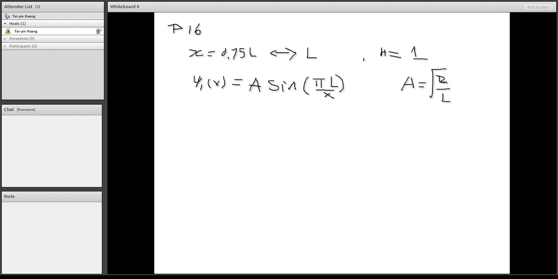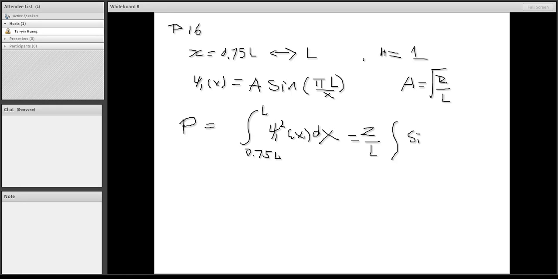Okay, so how do we find this? First of all, the probability of finding the electron within that range is the wave function squared dx. That's your starting point. And your x is from 0.75 L to L. So you square this, so you have your A squared, that'll be just 2 over L. So I put it outside the integral. And then you have your sine squared of pi x over L, and then dx. And your x ranges from 0.75 L to L.